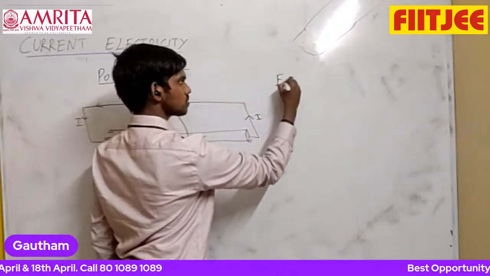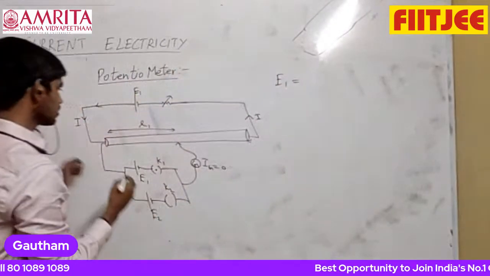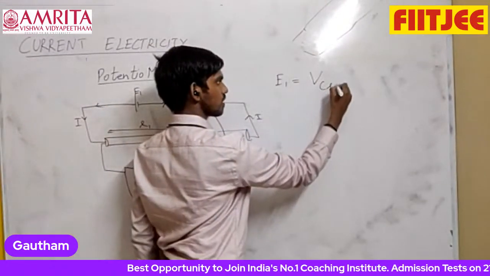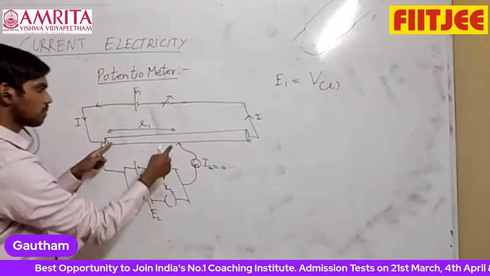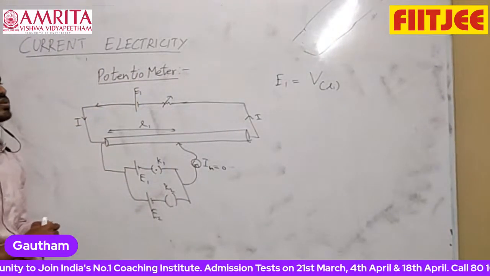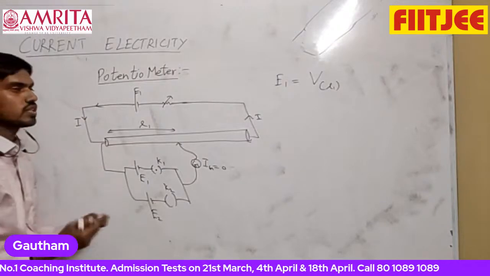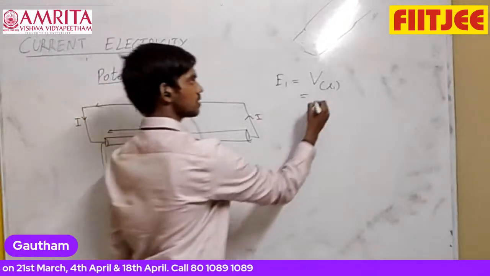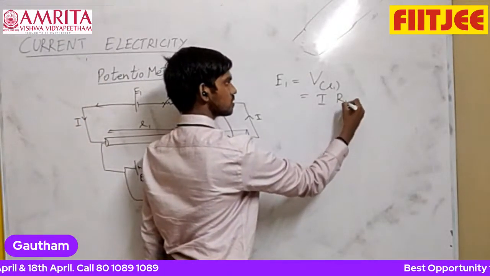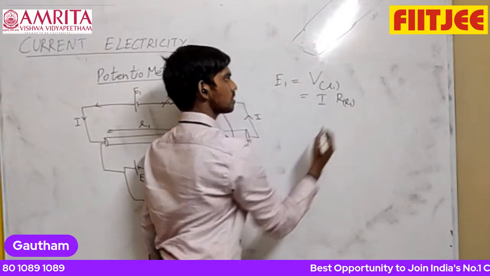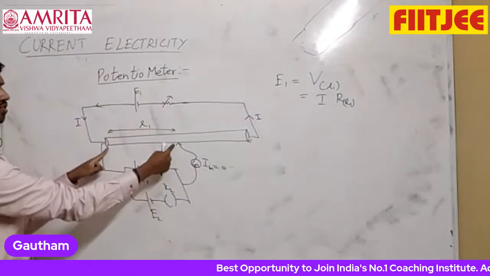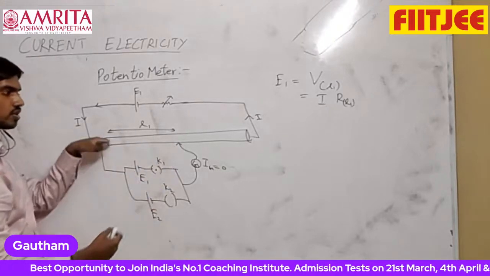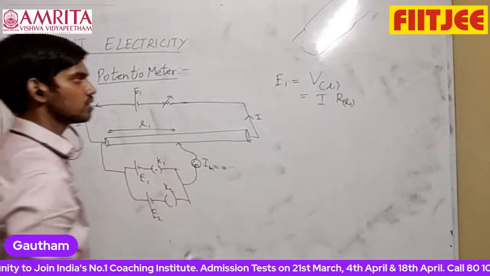So this EMF is equal to this potential drop. So E1 is equal to the potential drop across length L1. How to find the potential drop across the length of L1? That is simply what? Current through the wire into resistance of this length L1. That is the potential drop here. This potential drop is equal to E1. Only then is no current flowing through the galvanometer.